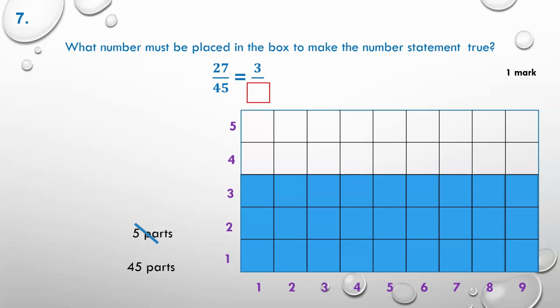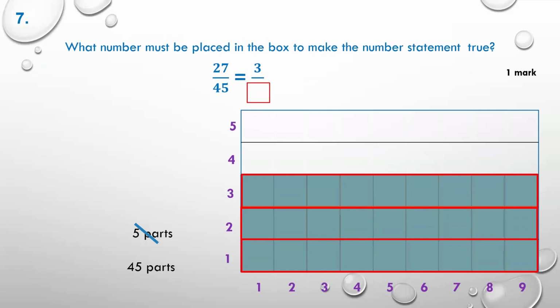So if we look at our question, what number must be placed in the box to make the number statement true? On the left-hand side is 27 out of 45. And they're asking us 27 out of 45 is the same as 3 out of what? So if we consider one row going across as 1 part, and another row as 2 parts, and another row as 3 parts, well, that tells us something. It's 3 parts if we're counting rows only. Let's remove some of those lines so you can see it.